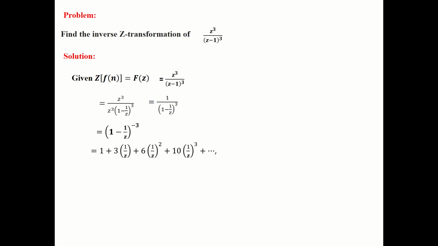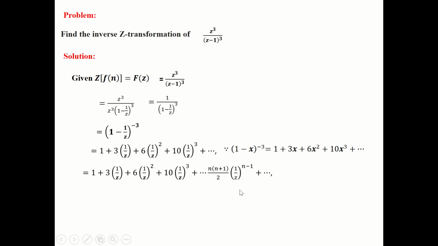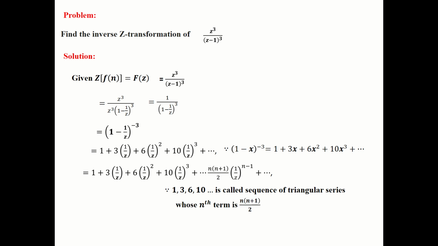And 1 by z, 1 by z square, 1 by z cube: 1 by z power n minus 1, because in the second term you are having 1 by z power 1 only. So when you are putting 2 into 2 plus 1 by 2, instead of n you are putting 2 into 2 plus 1 by 2, so the power should be less than 2, that is 2 minus 1. So n minus 1. So 1 by z power n minus 1. So you can write it as n into n plus 1 by 2 into 1 by z power n minus 1 plus etc. So we can use this triangular sequence also.